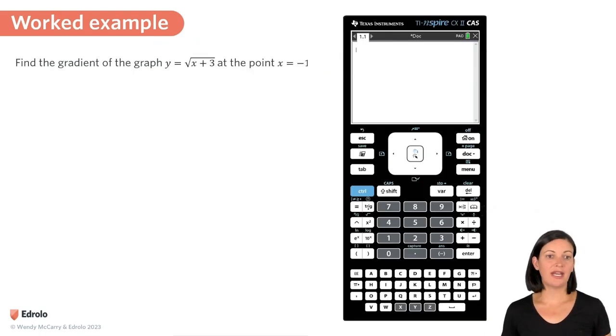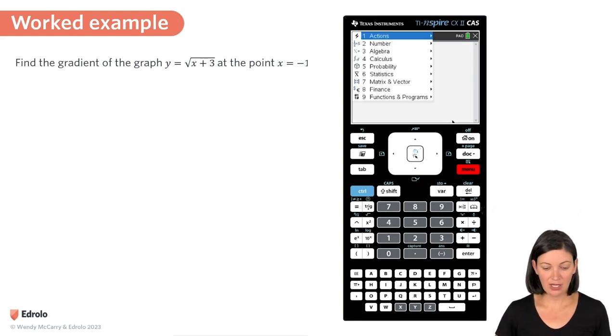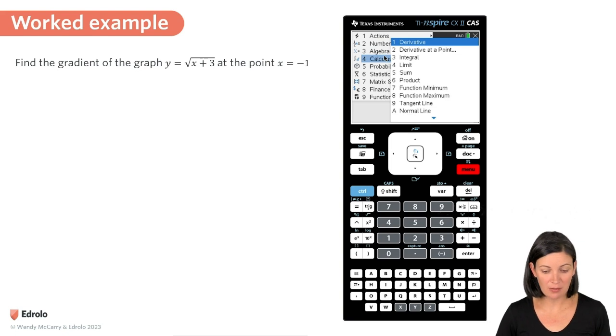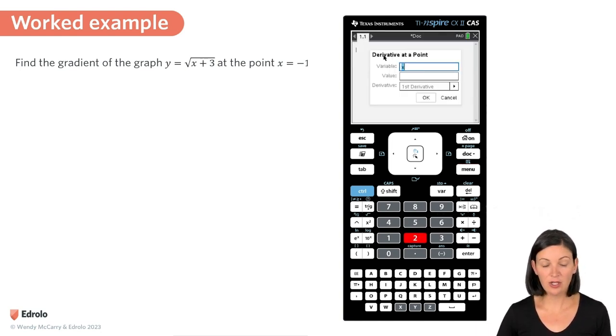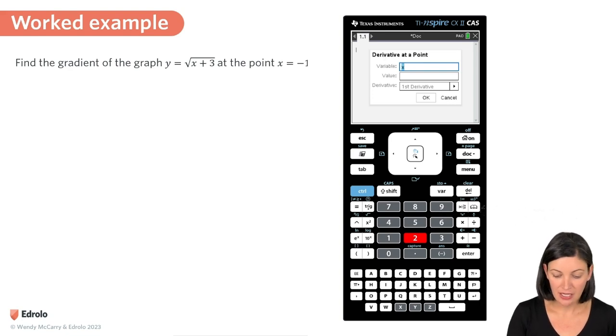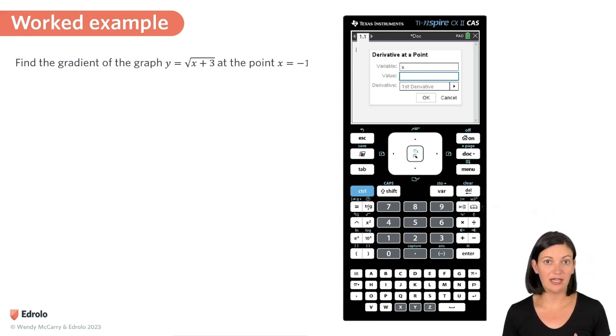So we can find the gradient of a function at any point really easily using our CAS calculator. So the first thing we'll do is we'll go into the menu. And we want to go into the calculus menu, which is number 4. And then if you select number 2, you'll see its derivative at a point. Okay, so the variable we'll use is x. We don't need to change that. The value, what you put in for the value is the x coordinate. So in this case, we're asked to find the gradient of the graph at x is equal to -1. So we're going to input -1. And we want to calculate the first derivative, so we're not going to change that there.